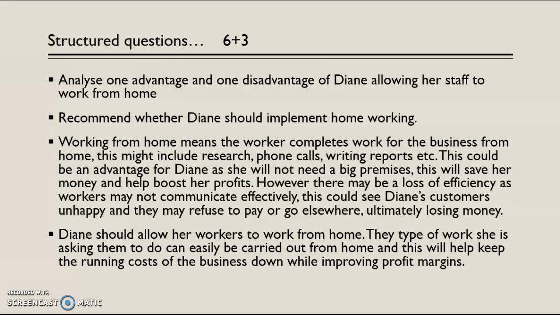So we've got that effect of not communicating properly and we've got to the money. Okay, so that gets you your 6 marks. And then your judgment, remember, commit to 1, back it up for 2. So Diane should allow her workers to work from home. Tick, first mark. The type of work she is asking them to do can easily be carried out from home, and this will help keep the running costs of the business down whilst improving profit margins. So you've got another couple of points there to justify the choice that you've made.